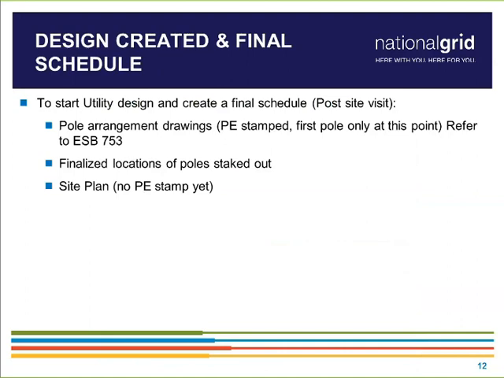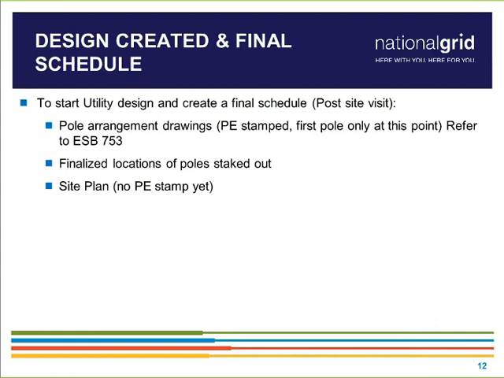So now that the site visit is completed, any updates made and approved, we can move on to the design stage, which will then lead into the final schedule. National Grid will develop that final schedule once we receive what's called a pole arrangement drawing, and I have an example of this on the next slide. And you can see a reference to that in ESP 753 for any guidance on that.